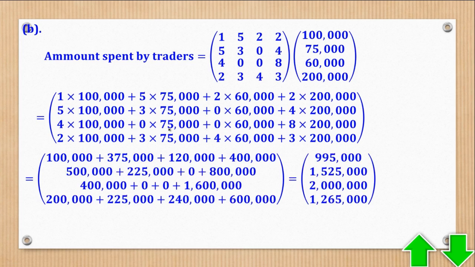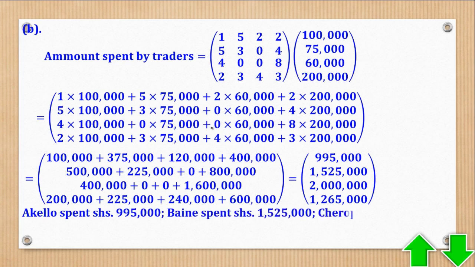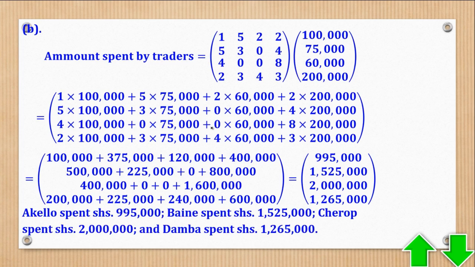So what most students were doing, they would not add these addition signs. So in the end, they would end up with a 4 by 4 matrix, which is not okay. Then you can conclude what Akelo spent, what Bine spent, what Cherop spent, and what Damba spent. And that's what they wanted.